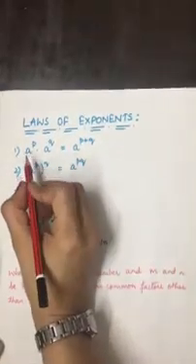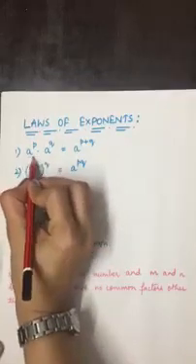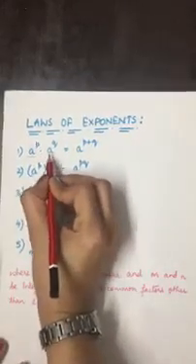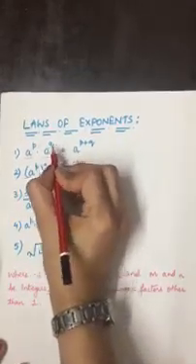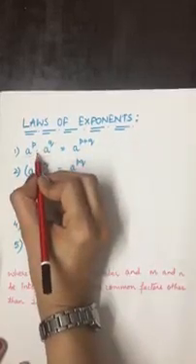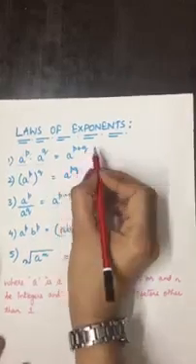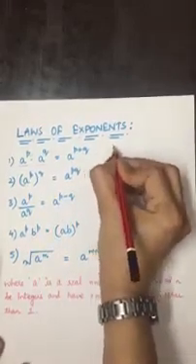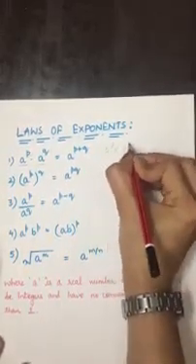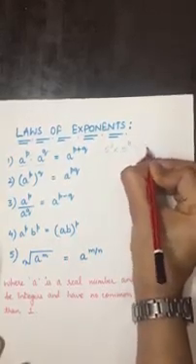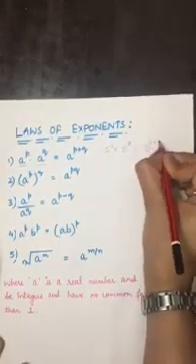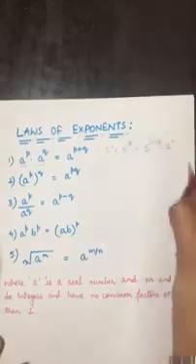First law, that is the law of multiplication, where your bases are same and your exponents are different and your bases are in multiplication. Then what you do, you add the powers. For example, 5 raised to the power 3 multiply 5 raised to the power 8. The answer would be 5 raised to the power 3 plus 8, that is 5 raised to the power 11.